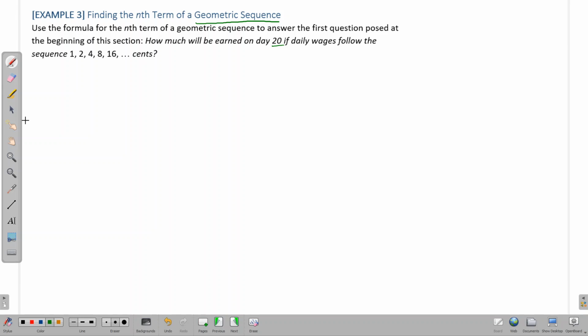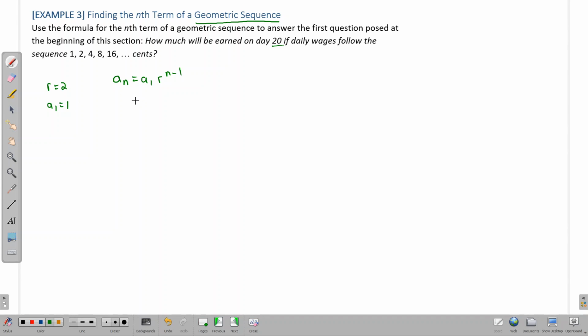By looking at it, we can see the r value: we're multiplying by 2 each time. r is equal to 2. We're doubling in this sequence. We can also see that the first term in the sequence is obviously 1. So we know the explicit formula, a sub n equals a1 r to the n minus 1.